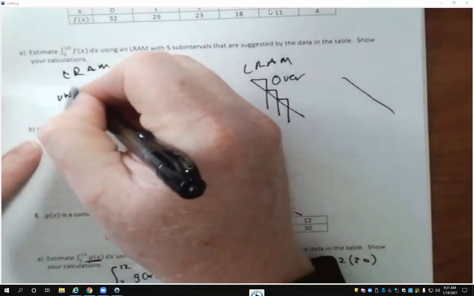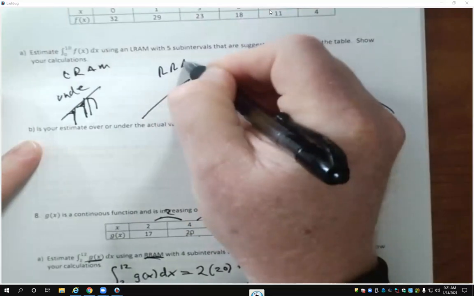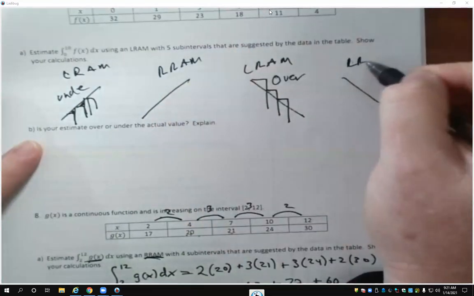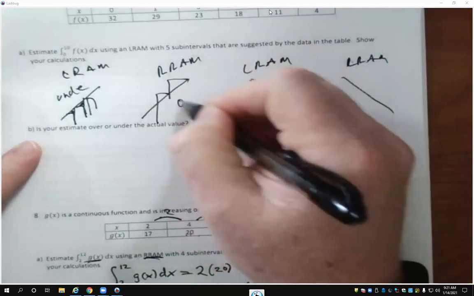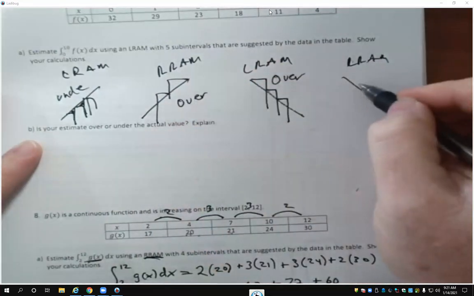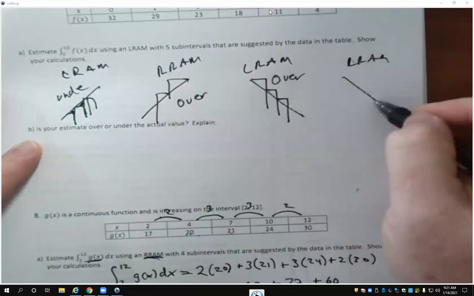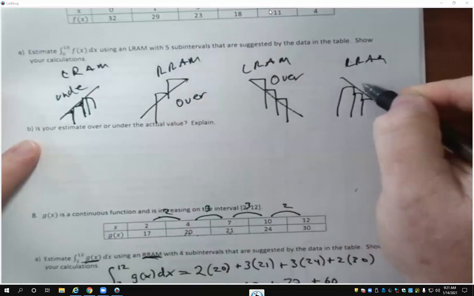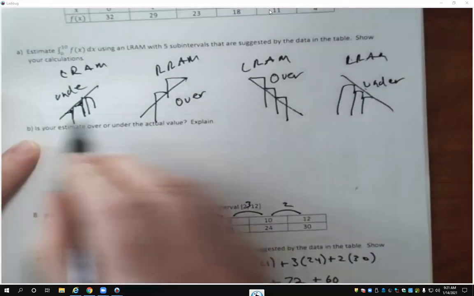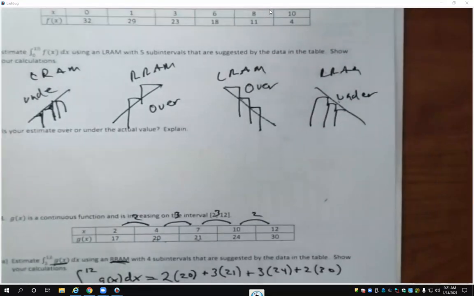If I'm doing RRAM and I'm going this way, I'm over. And then if I'm doing RRAM and I'm going like this, I'm under. I don't want you to memorize those 4 things.